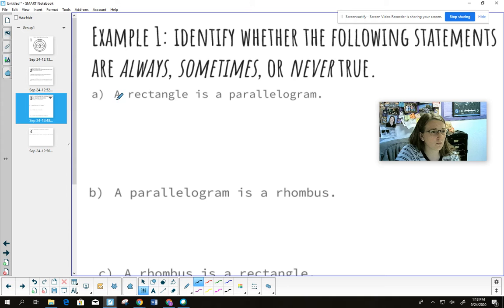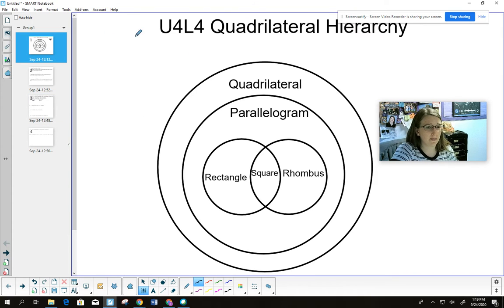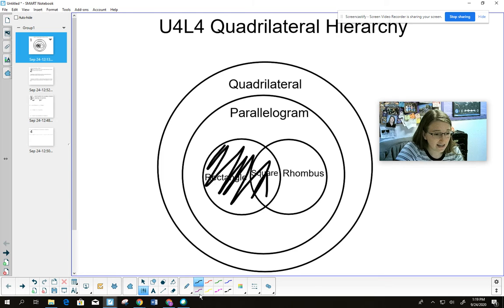Let's look at what we mean here, though. This first example, a rectangle is a parallelogram. This is the first shape and this is the second. It is always true if the first shape is completely inside the second shape. It is sometimes true if the first is only partly inside the second shape, and it is never true if those circles don't overlap at all. So let's look to our picture. Rectangle comes first, parallelogram comes second. Is the rectangle entirely inside parallelogram? Yes. Here's all of rectangle. It is entirely inside parallelogram.